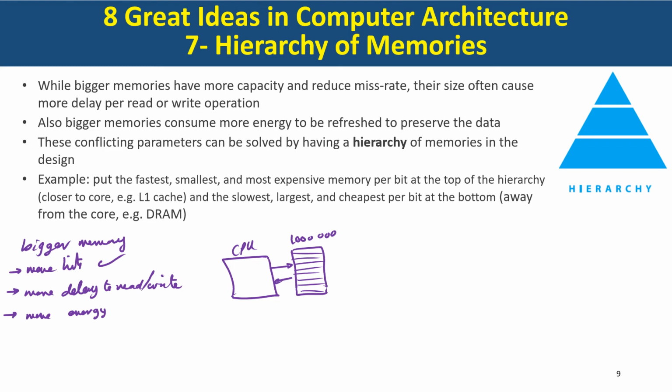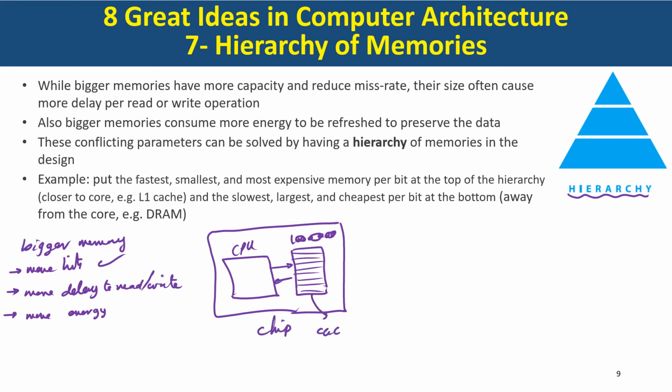So to solve that problem, what we usually do is have a hierarchy of memories. We have a first layer memory that is usually implemented with the CPU on the same processor chip. This is called the cache. It's usually very small, but very fast. Very small and very expensive, by the way. We're also gonna learn in the future what I really meant by expensive.